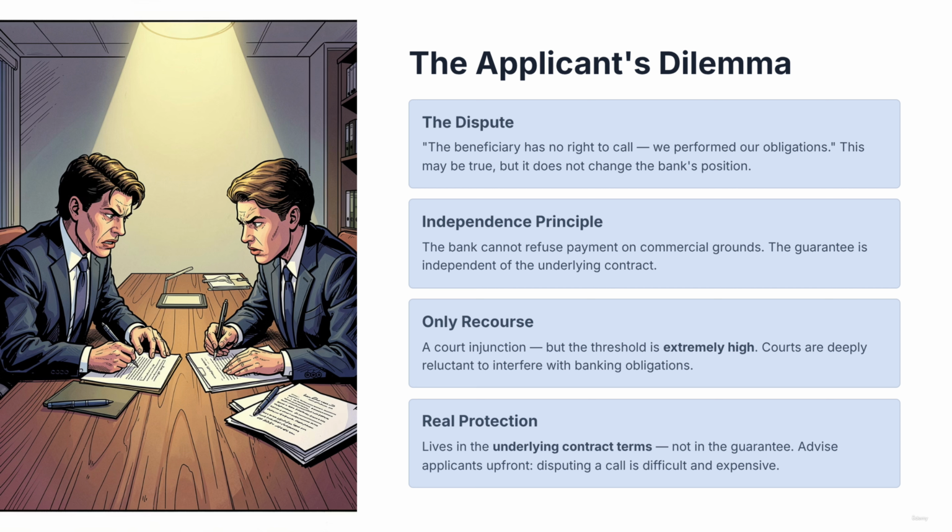When you are advising an applicant at the structuring stage, make this clear. Once a guarantee is issued, the beneficiary has significant power. The applicant's real protection is in the underlying contract, in clearly defined performance standards, dispute resolution mechanisms, and conditions that must be met before a call can be made. After the guarantee is issued, those protections are much harder to enforce.